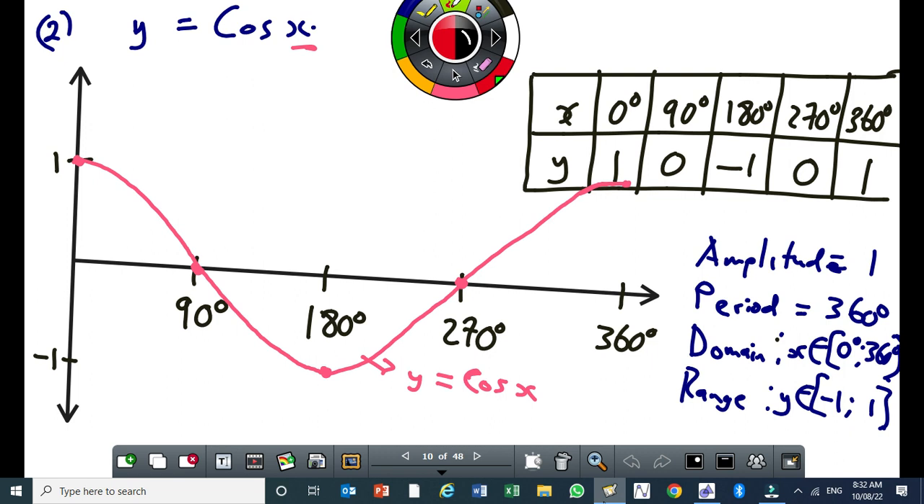In terms of the sine graph, all these properties are the same as for the sine graph, which is y equal to sine x.